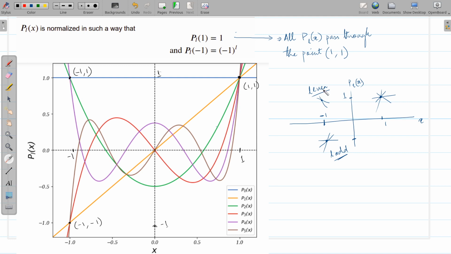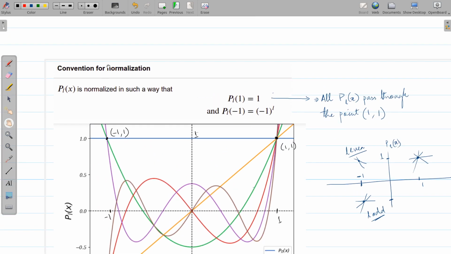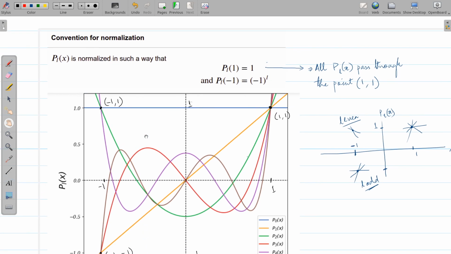So wherever L is even, it is passing through this point, and wherever L is odd, it's passing through this point. You can see P1, that orange line, passes through this. P3 is this red color line, passes through this. P5 is this brown colored line, which also passes through this. So where these different polynomials converge depends on exactly why they are converging at this point. It is because of this convention of normalization. Because of that we are having this behavior.